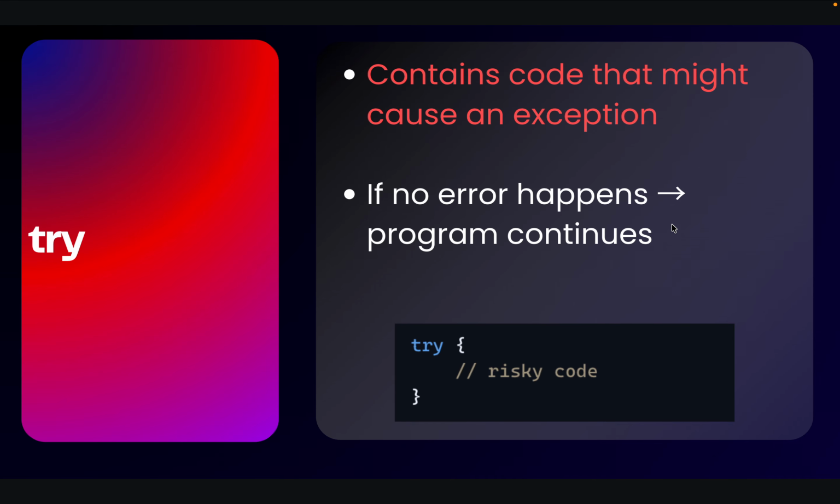So try. Again, this is going to be the code that might cause an exception. If you think it's going to cause a problem, this is where you would put it, inside of the try block. Basically, if no error happens, your program will continue to run. It won't run the catch code.